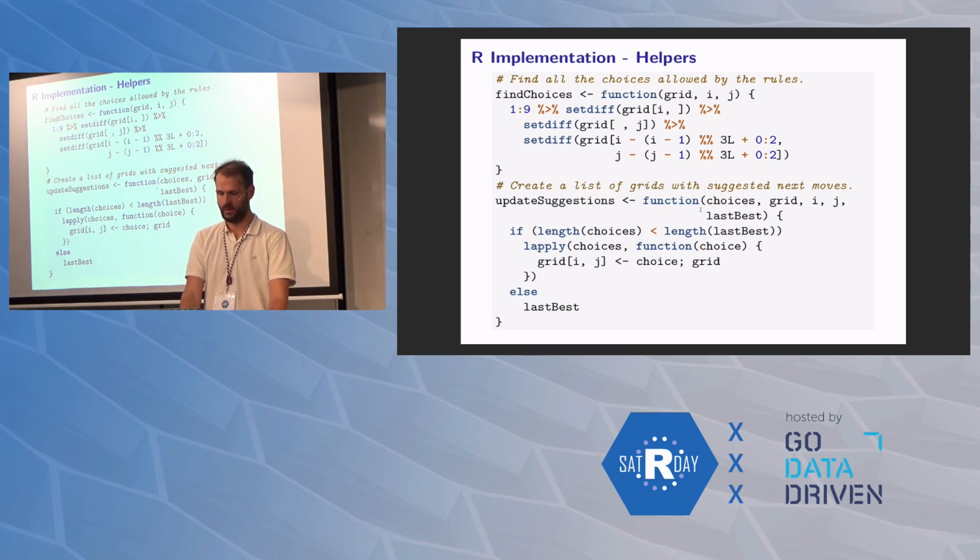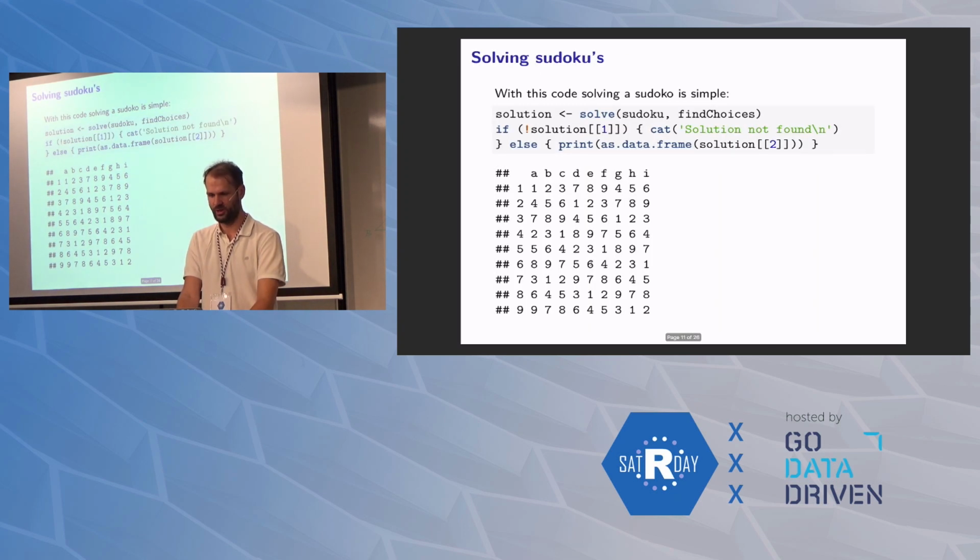And then this is update suggestions, which just tries to find the very best option it can find. So if you have a cell that has 9 different possibilities, you probably don't want to pivot on that, but you do want one that has ideally 1 or maybe 2 options. With this together, it's 3 slides of pretty dense code, but then you can actually solve Sudokus.